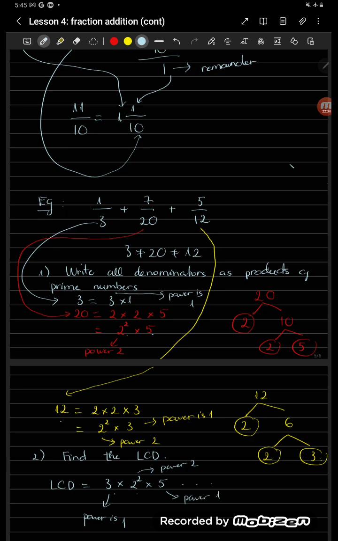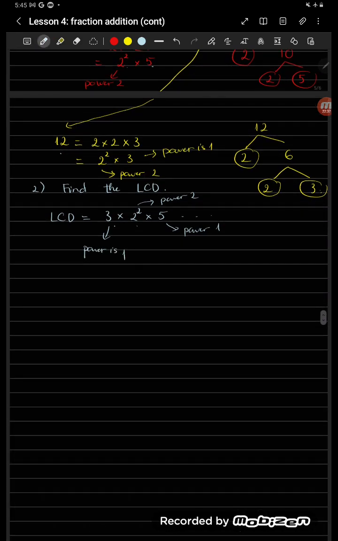Okay, so that's the least common denominator. So 3 times 2 power 2 times 5, and 3 times 4 times 5, because 2 power of 2 is 4. So it's 12 times 5, and equal to 60. So that's the least common denominator.